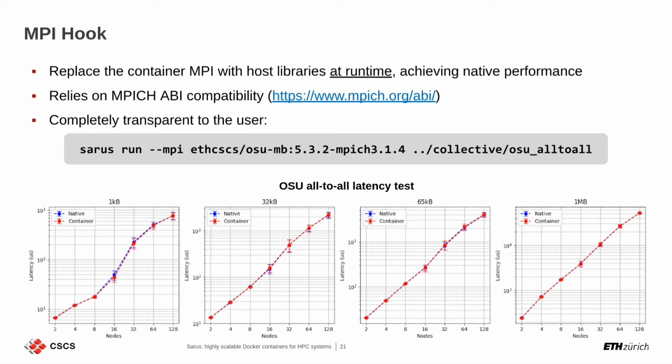The MPI hook is able to replace the container MPI with host libraries at runtime. And as such, container applications can achieve native interconnect performance. In order to seamlessly perform these replacements, the hook relies on the ABI compatibility proposed by the MPICH organization. This replacement happens completely transparent to the user and only requires a flag to the command line of Sarus, which, as you can see in this example, is --mpi and is entered before the image. On the bottom of the slide, we see a plot of some results of an all-to-all MPI latency test for different message sizes. And we can see that the performance profile of the container in red and native test in blue is pretty close and very consistent throughout nodes.